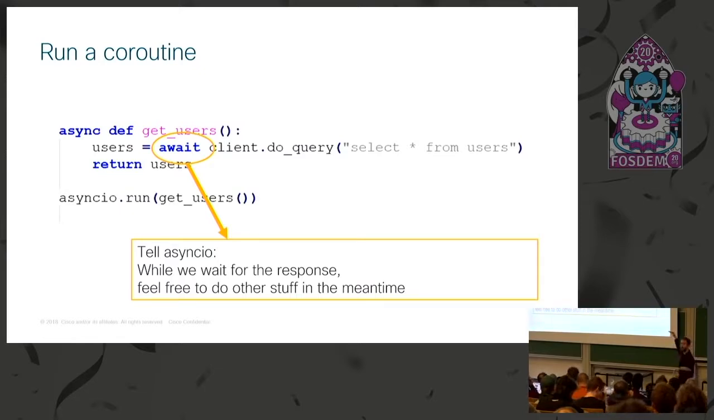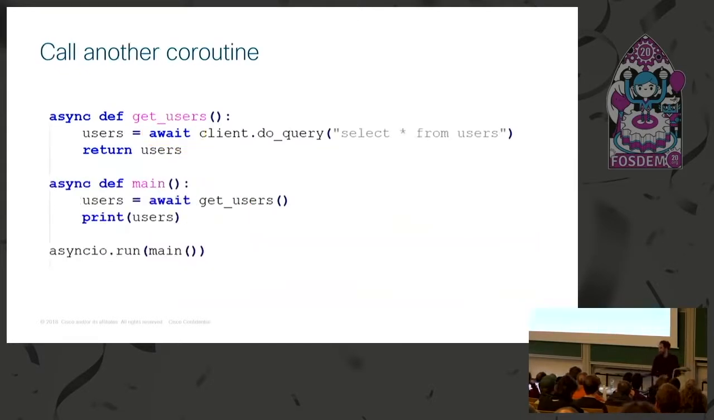So it's kind of a state machine. The await will suspend it, and later on we resume it. So we do actually two things. With await, we say we can go to another function, but we're also waiting for the response. We can also use the await to call another coroutine.